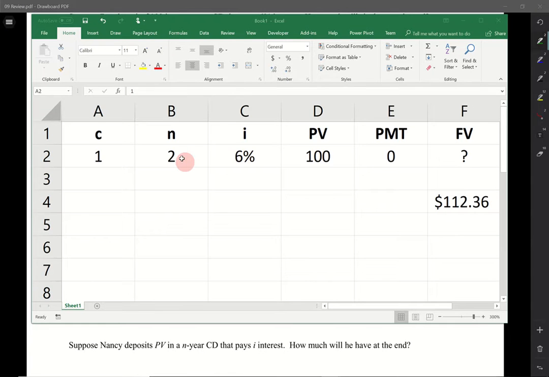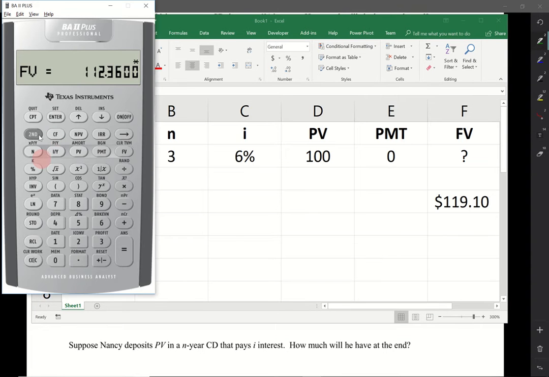So again, same thing. We can just type in the 3 there, and we update the future value amount. And then similarly, in the calculator, we have the same basic information, except that now we're looking at the 3 years. And so we compute the future value, and we get the same answer, up to rounding, of course.